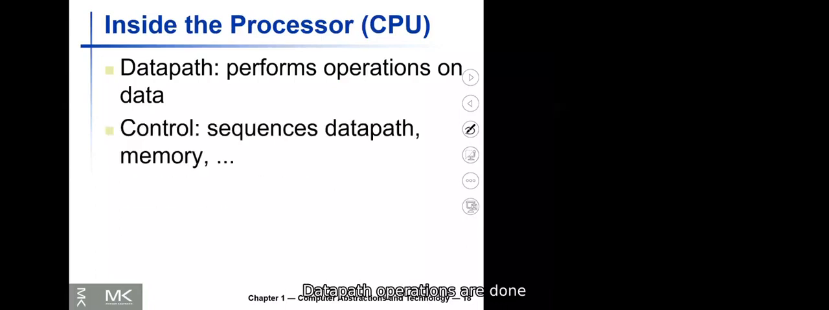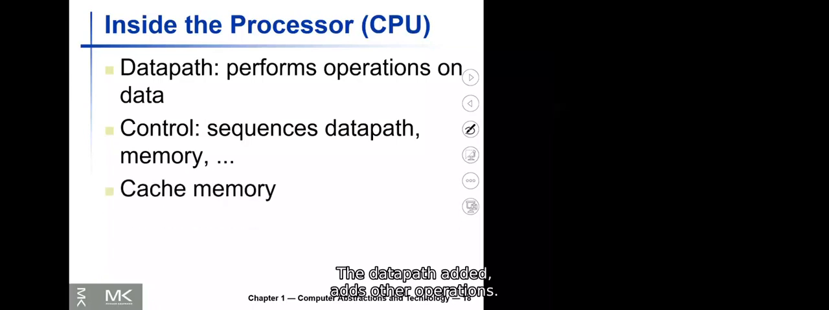Inside the processor, as I've told you, there are two main components, datapath and control path. Data path operations are done by the datapath, and control sequences by the control path. For example, the control path, after fetching the instruction and decoding, sees it is a load. If it is a load, then we have to go to the memory, find the address, get data from memory, bring it to the processor, and then store it in a register. So these things are controlled and sequenced by the control path. But the datapath, for example, you get this data, you have to add it to something. The datapath adds and does other operations.